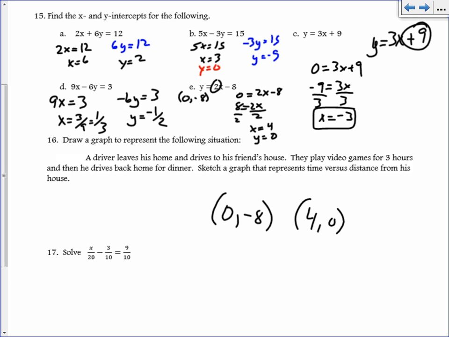Is 4 supposed to be negative? No, because when I move this 8 to the other side, I added 8.